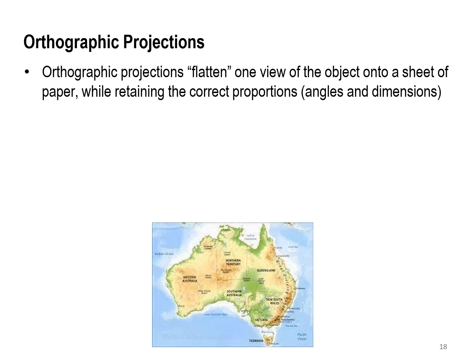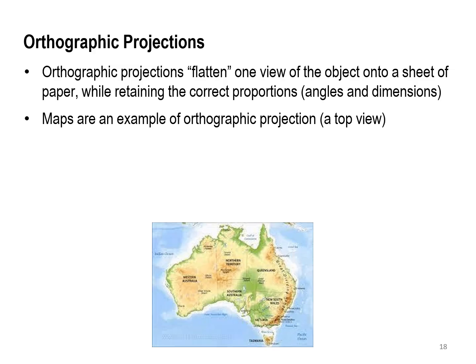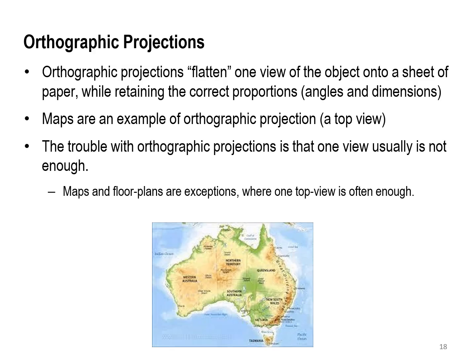The orthographic projections flatten the view of the objects onto a sheet of paper while retaining the correct proportions, like the angles and the dimensions. The maps are examples of the orthographic projections. Usually it's a top view of the place. The trouble with the orthographic projection is that one view usually is not enough. So the maps and the floor plans are exceptions where one top view is often enough.